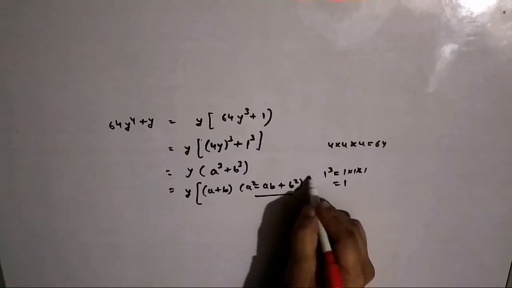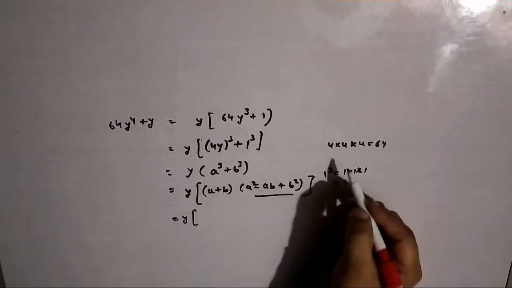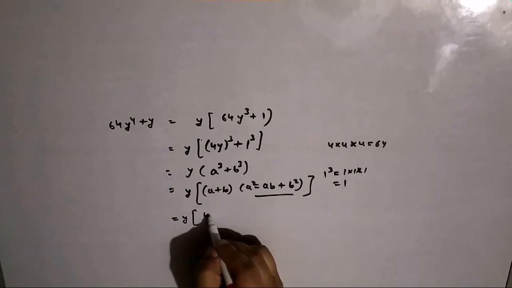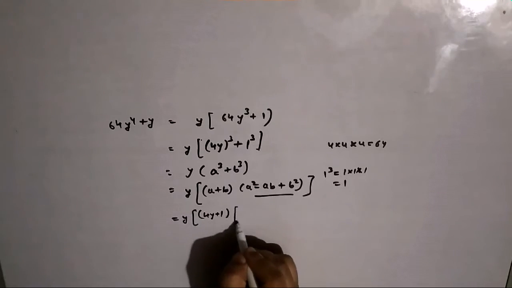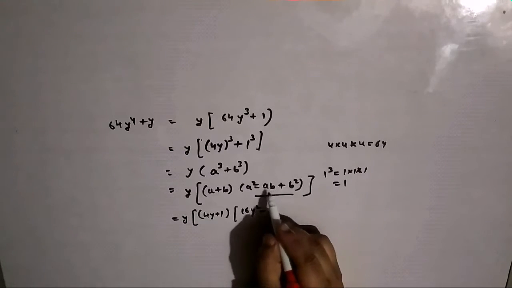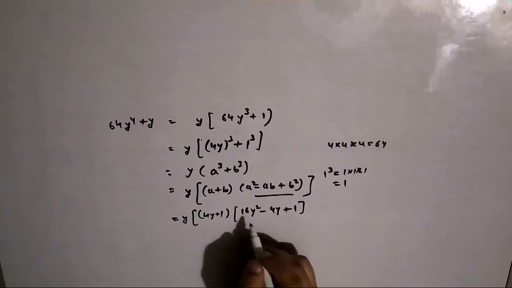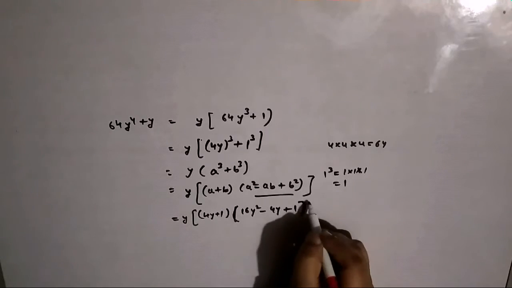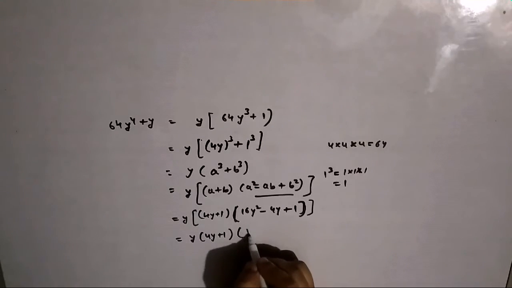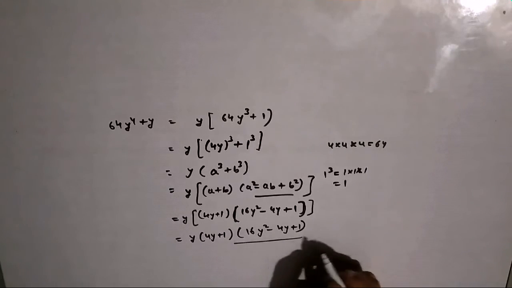We already have written that formula, so you can see it here. Now you just replace a with 4y and b with 1. So a is 4y, so 4y plus 1, and it is 16y square minus 4y into 1, so that is 4y, and b is 1, so 1 is 1. Okay, so that is the answer. So the answer is y into 4 into y plus 1, 16y square minus 4y plus 1. Okay, so that's the answer.